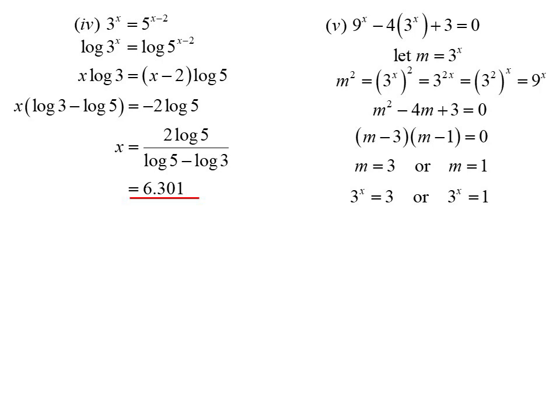Well, if 3 to the power of x is equal to 3, x must be 1. And if 3 to the power of x is equal to 1, x must be 0. There's our 2 answers for this equation.